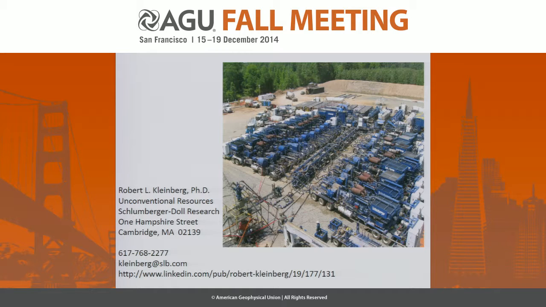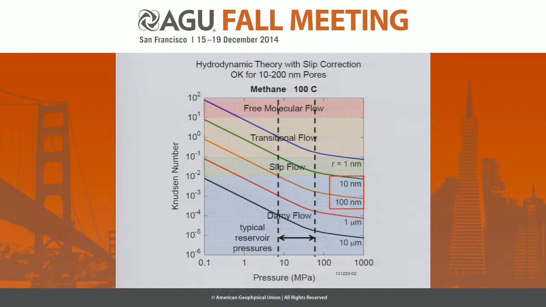let's see, what's the minimum size that we need to worry about molecular dynamics calculations? Well, that's where the hydrodynamic theory is going to work, and as shown on this slide, at reservoir conditions, the 10 to 100 nanometers, hydrodynamic theory works pretty well, and molecular dynamics should no longer be required. That's what this tells me.